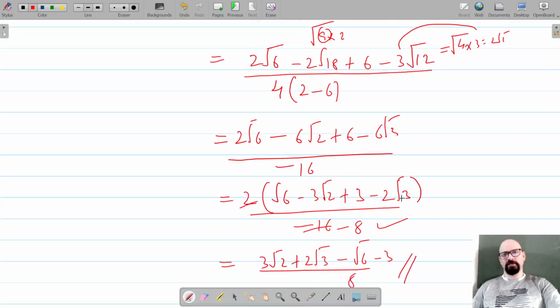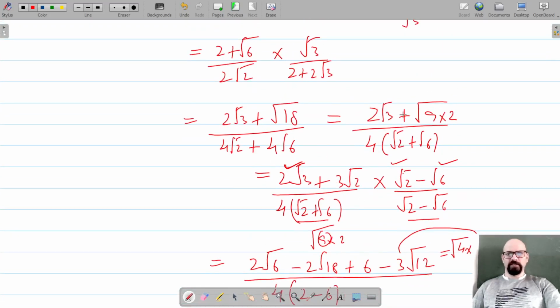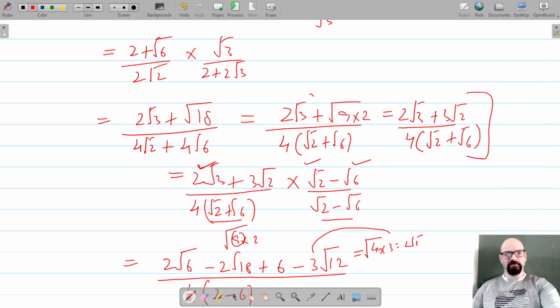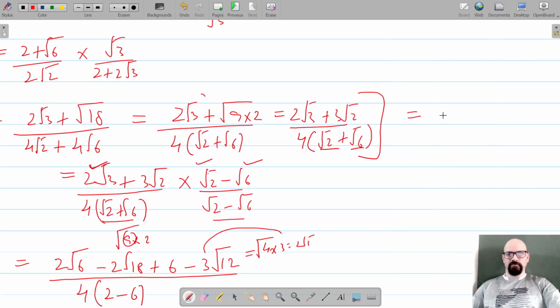This should be the final answer, but I would suggest to leave it just here. Leave the answer here. 2 root 3 plus 3 root 2 upon 4 into root 2 plus root 6. That should be our final answer. 2 root 3 plus 3 root 2, 4, or in this case, I can also take the root 2 common, so root 3 plus 3 root 2 upon 4. If I take root 2 common, this leaves me with 1 plus root 3. So 4 root 2 into 1 plus root 3.